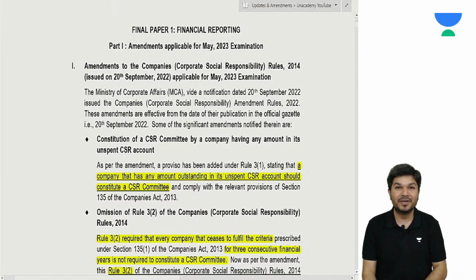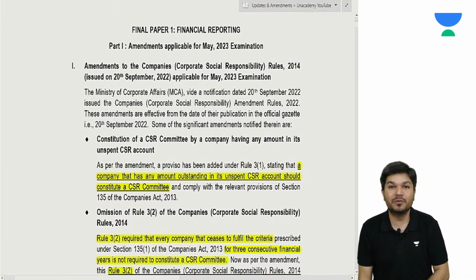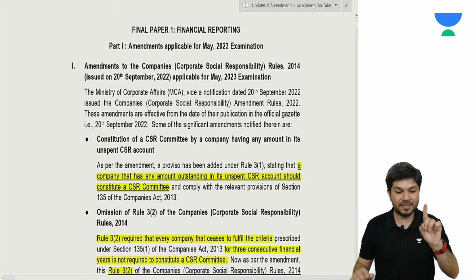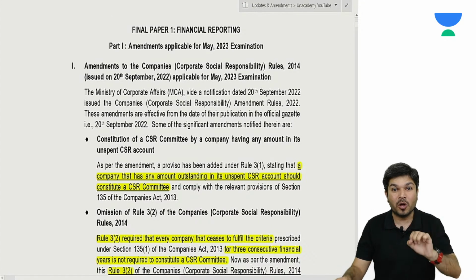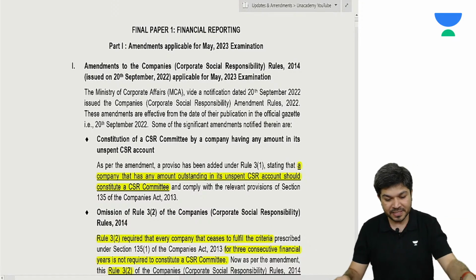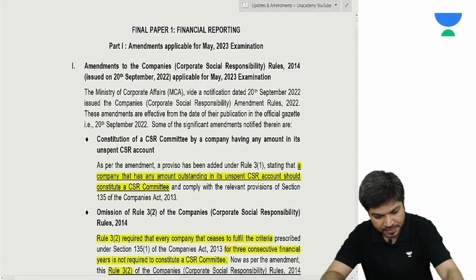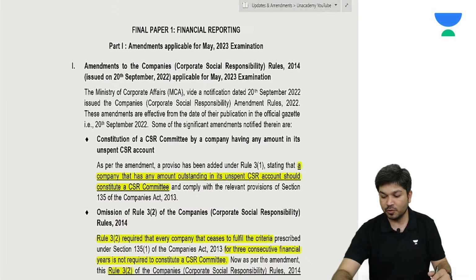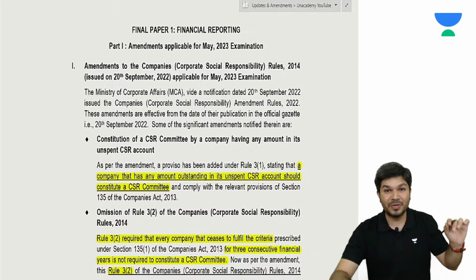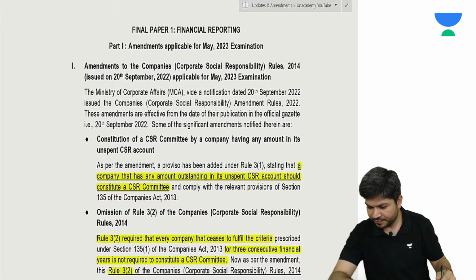Chalo, thank you. Now, amendment is actually only in one chapter. Only one chapter there's amendment, that is your corporate social responsibility. In your CSR chapter, there is amendment. What is the amendment? First, we'll see the amendments, then we'll go to your questions which have been given over here.